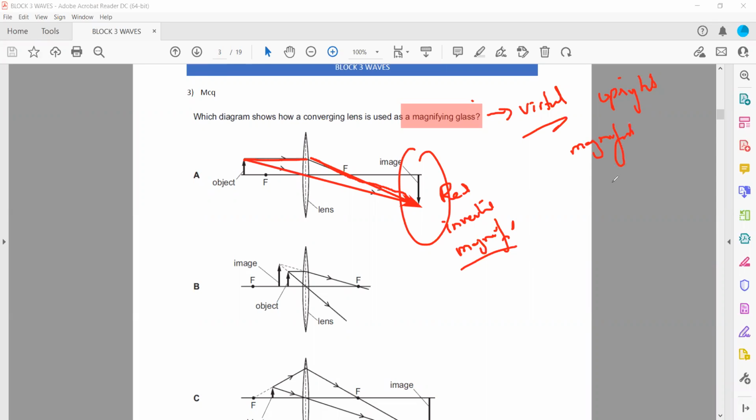So even though this is also a magnified image, it is real and inverted, but a magnifying glass produces a virtual, upright, and magnified image. Is it clear why B is the right answer for this?